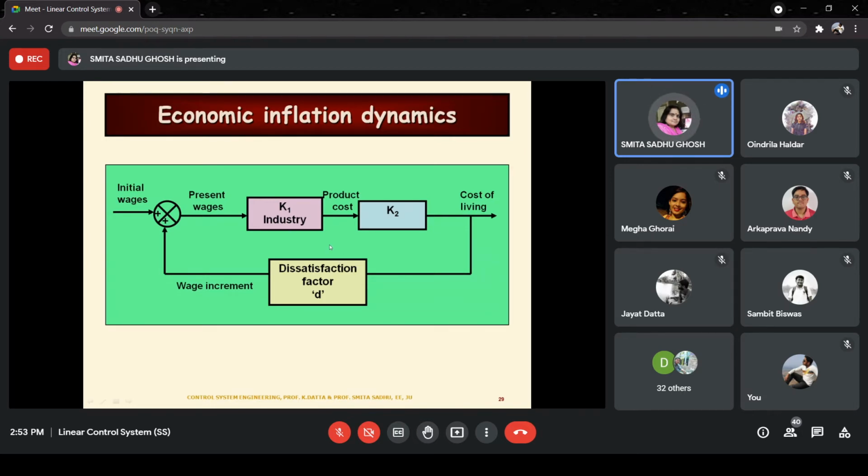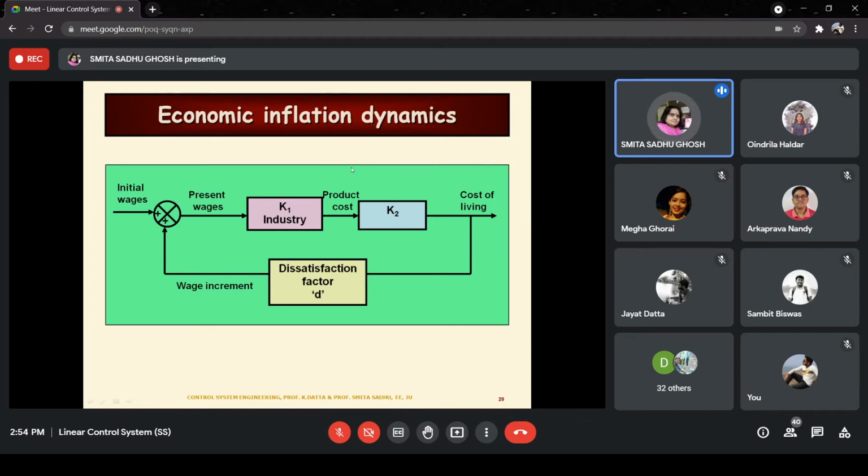It's just a sort of conceptual and abstract model, abstract blocks are given over here. But nevertheless, you can understand that the cost of living is going to be pushed up and up and up, resulting in economic inflation, right? So this system is called the economic inflation dynamics.